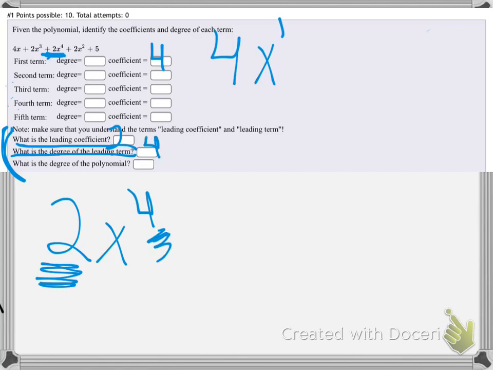What else do they ask? What is the degree of the polynomial? When they say the degree of the polynomial, they're saying if you look over the entire polynomial, what's the degree of that? And that's pretty much the degree that's dictated by the biggest leading term. And so that also is degree 4. That's how those ones go.